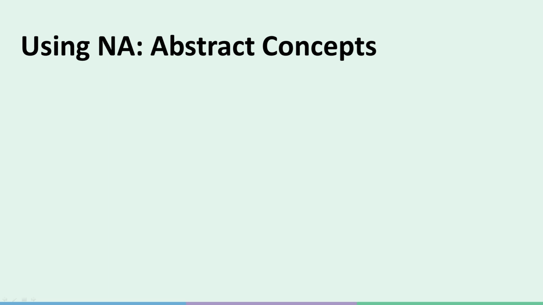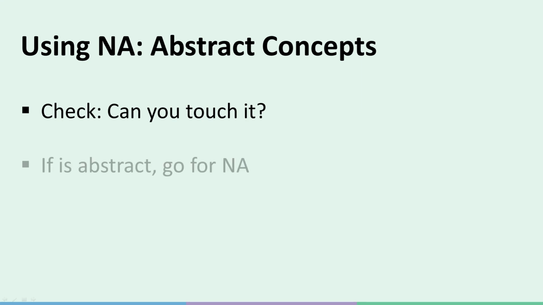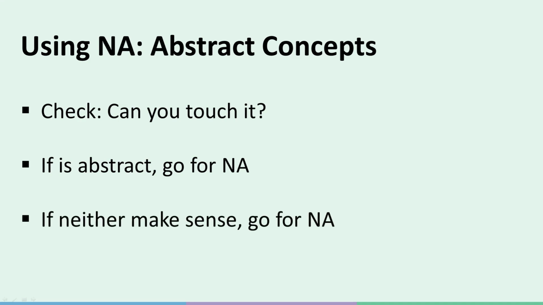What do we mean by abstract concepts? Well, ask yourself if you can touch it. If you can't, consider it abstract. I'm not saying it's a foolproof approach, but at least it's a start. If it's abstract, as a default, go for na. If you know you have to decide between the two, so either u or na, and neither make much sense, go for na again. Let's have a look at some examples.